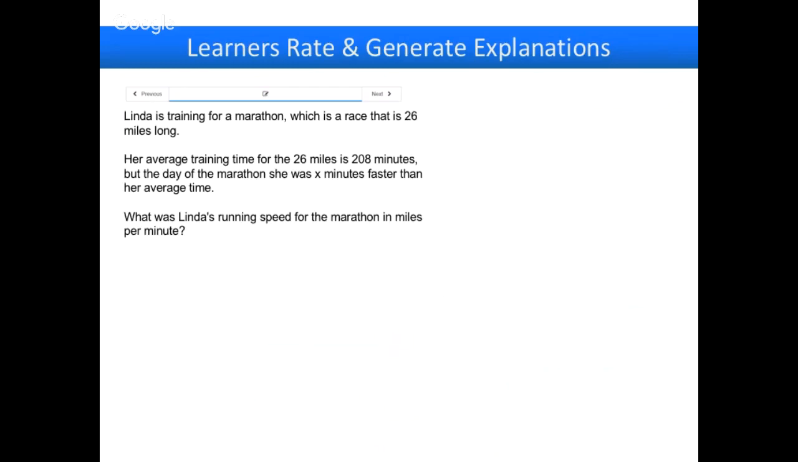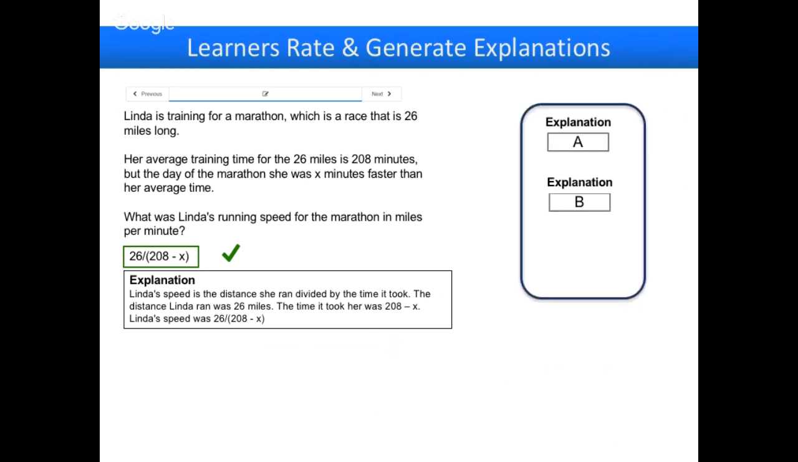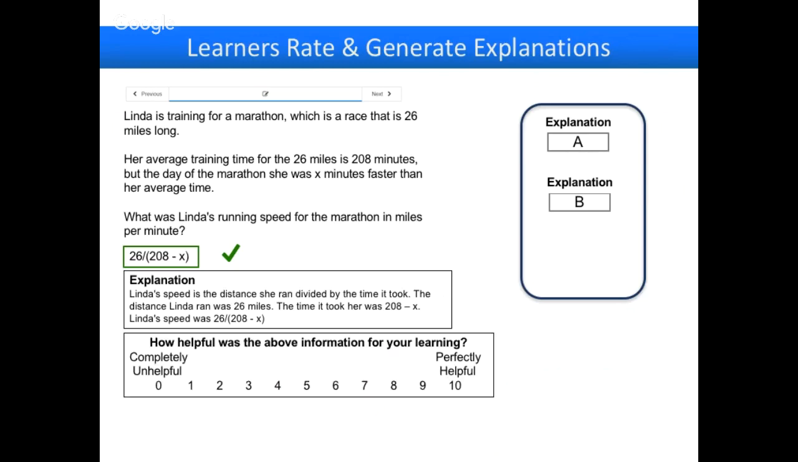So here's the actual workflow. Here's the sort of interaction people have with the system, Access. So as before, learners see a problem. They attempt it. They eventually get told the right answer. Now, after that, we give them an explanation for why the answer is correct. And that comes from our current pool, from our current experiment. Now, as someone mentioned, we need a way to measure the outcome, which explanations are helpful. And so what we did is we actually asked students to rate how helpful was the above information from your learning on a scale from 0, completely unhelpful, to 10, perfectly helpful.